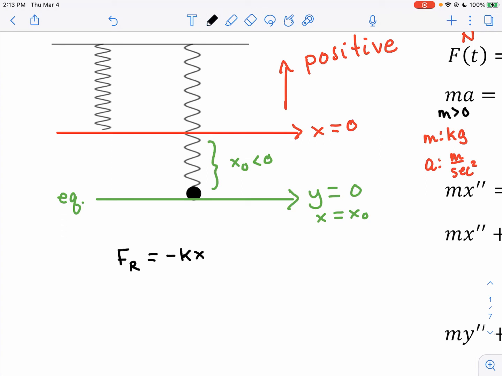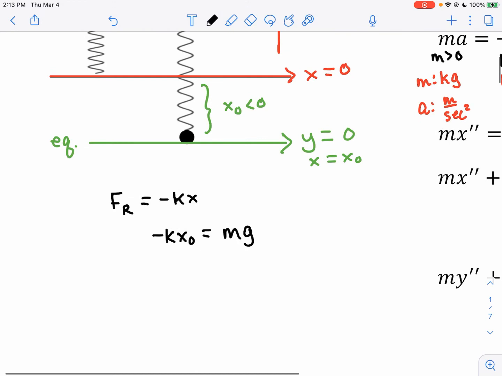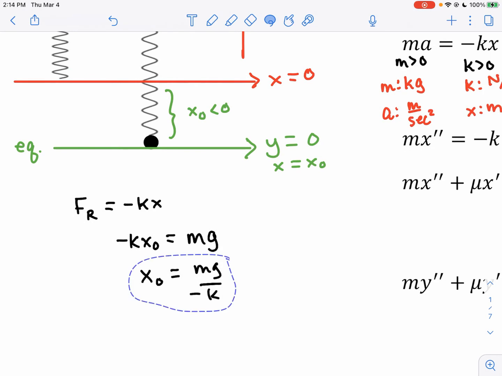So when I change x to x naught, it has to equal the force caused by the weight of the mass, which is m times g, the mass times the gravitational constant. This tells us that x naught is equal to mg divided by k. Okay, we'll keep that in, negative k, I should say. Now, x naught will be negative because m and g are positive and so is k. So this represents a negative number. That's confirming we have a negative x naught because we're below x equals 0. Now, keep this in mind, that x naught is the same thing as mg divided by negative k.